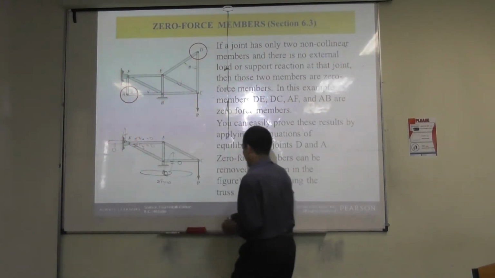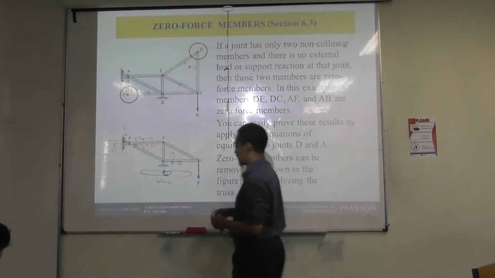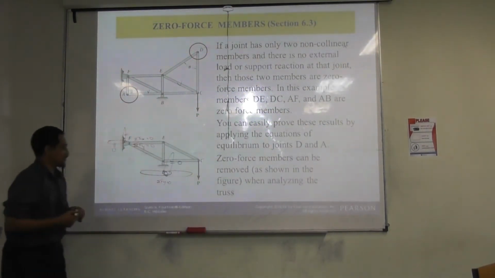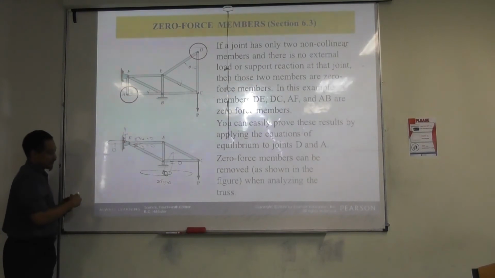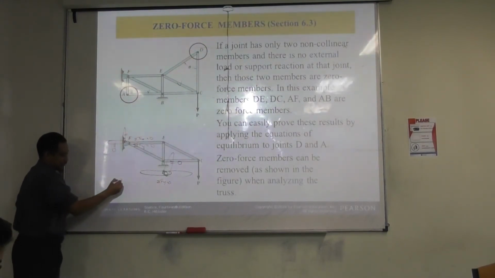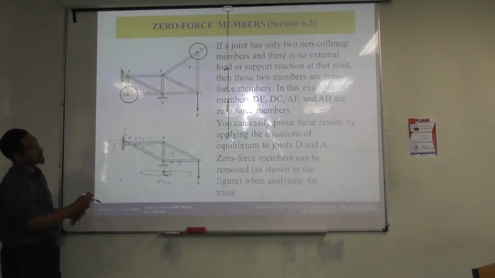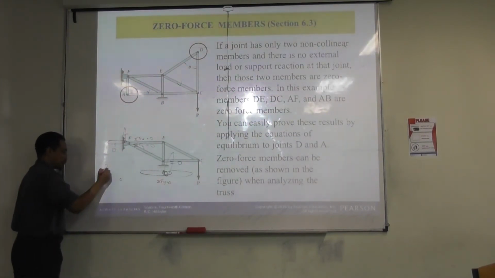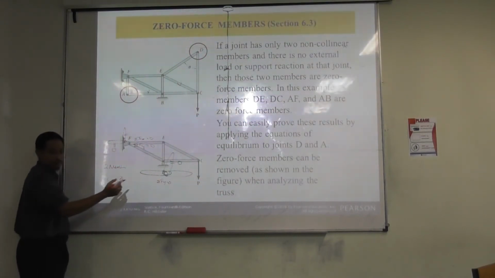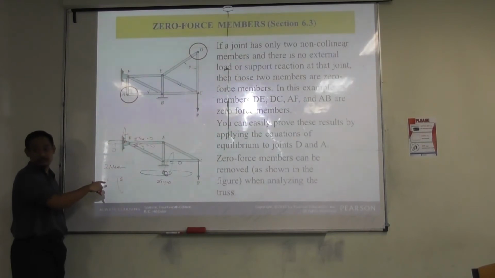Okay, let's rewind. The first thing you need to understand is what the condition is. You have a joint. How many members? Two. So there are only two members. If you have 1 and 2 non-collinear, then it's valid. If you have 3, 4, 5 members, you cannot apply this one. Only for joints with two members.